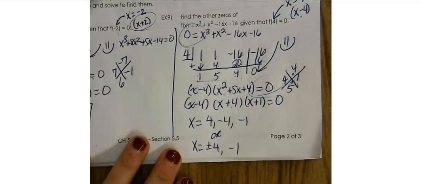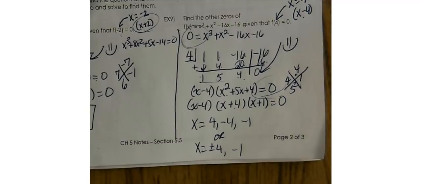So now my x-intercepts are going to be a positive 4. We already knew that. This is going to produce a negative 4 and a negative 1. You can also write this as x equals plus or minus 4 comma negative 1. That's another approach as well.